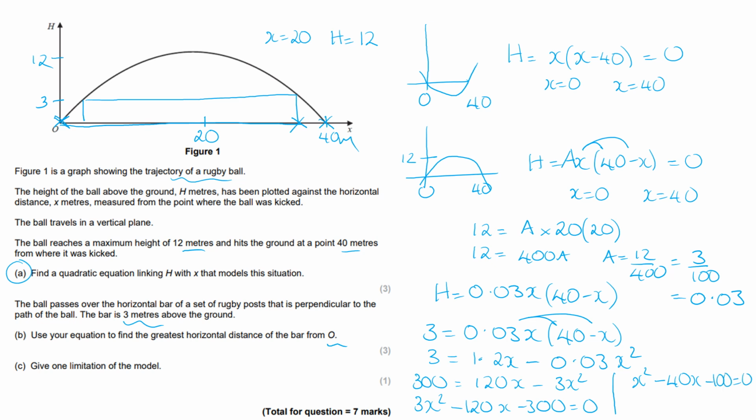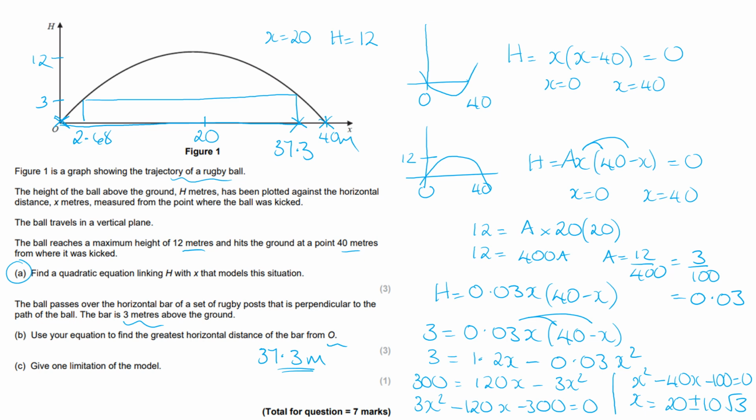Then you can use the quadratic formula or use your calculator with that equation solver. You'll get that x is equal to 20 plus or minus 10 root 3. Now if you do 20 plus, that one's going to give you the one furthest away, which is going to be here, and that on your calculator is 37.3. And if you do the 20 minus 10 root 3, you'll get this one here, which is 2.68, but the answer, the furthest away from O, is going to be the 37.3 meters. In part C, give one limitation of the model.